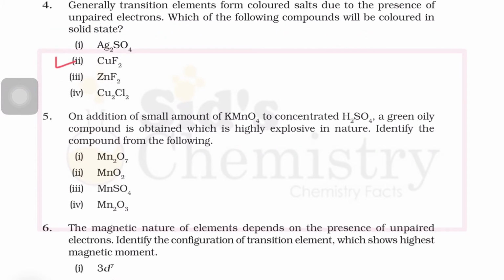Now coming to question number 5. On addition of a small amount of KMnO4 to concentrated sulfuric acid, a green oily compound is obtained, which is highly explosive in nature, and you have to identify which compound it is. Options are Mn2O7, MnO2, MnSO4 and Mn2O3. Dear friends, the correct answer for this green oily compound is Mn2O7.